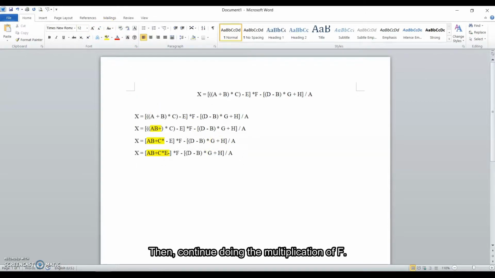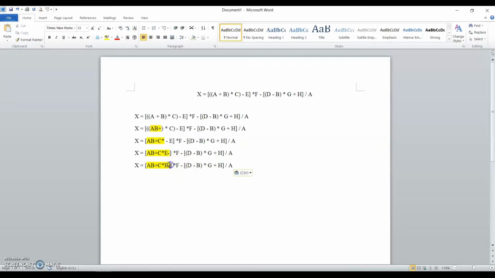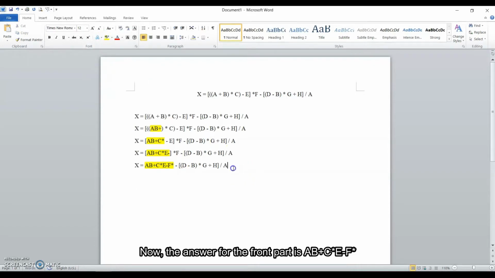And continue doing the multiplication of F. Now, the answer for the front part is AB plus C multiply E minus F multiply. Now we're done for the front part. So, we proceed to the behind.